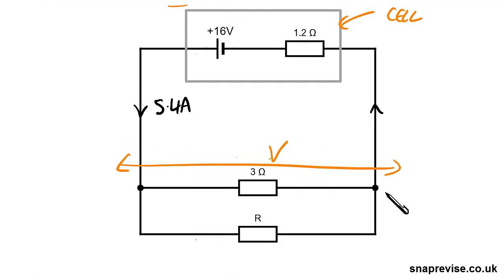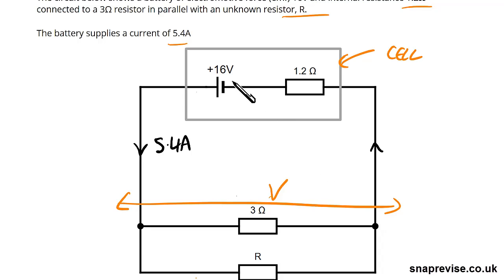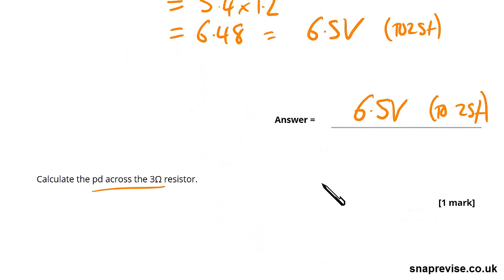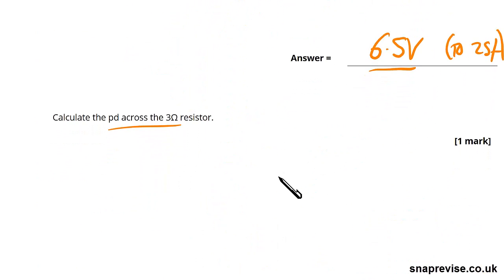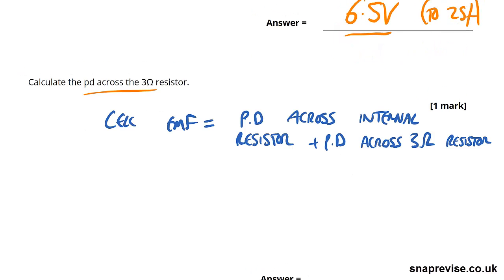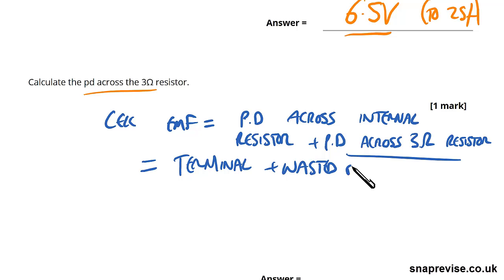Now we can use conservation of energy, and know that we have to sum our potential differences up. So the 16 volts, the EMF, the potential rise, has to be equal to the sum of the potential drops. We've got a rise here, a drop over the internal resistance, and a drop over these parallel components. So this potential difference has to sum with the one we just calculated to give our total cell EMF. We can write that out: the cell EMF is equal to the potential difference across the internal resistor plus the PD across the 3 ohm resistor, which is really just the terminal PD plus the wasted PD across the internal resistance.